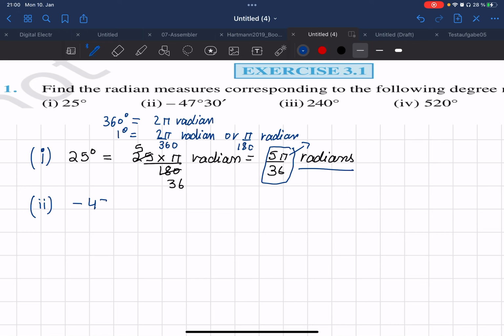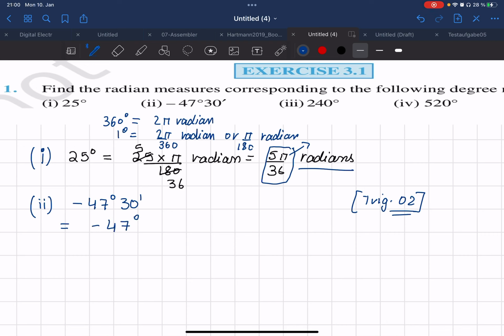Minus 47 degree 30 minutes. If you don't know what this 30 minutes is and everything, I have explained everything in the video yesterday, in Trigonometry 02. You can go and watch Trig 02 for this lecture. You can just type on Google Trig 02 iOS Tutor and there you are.